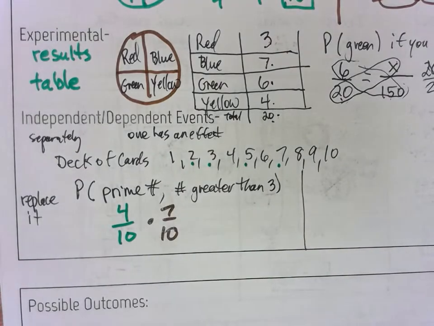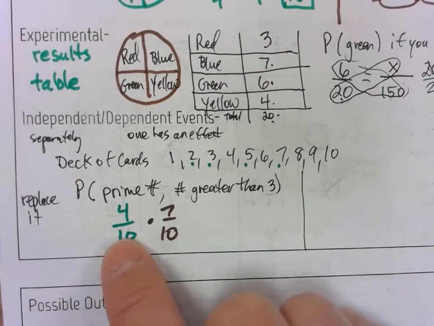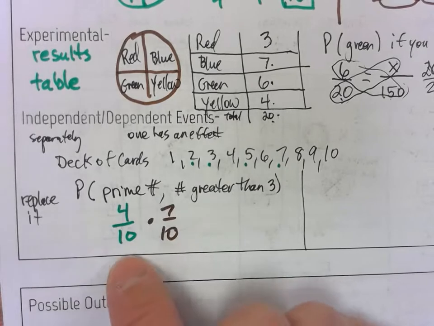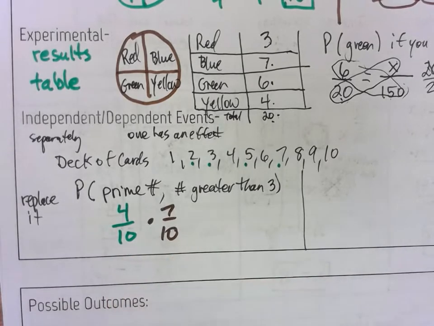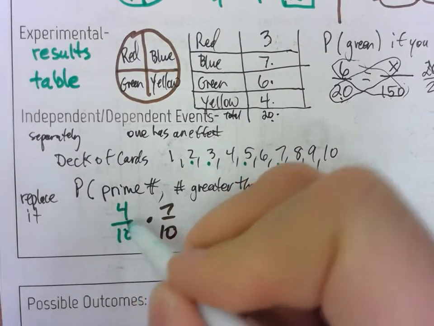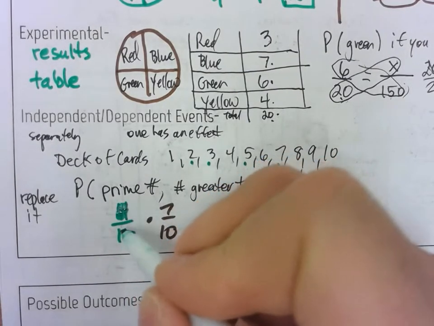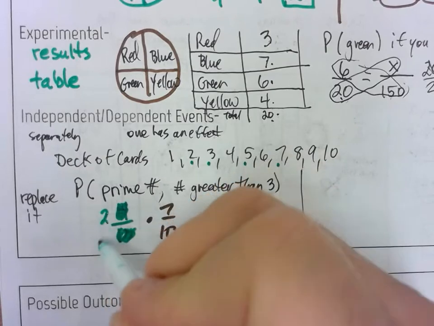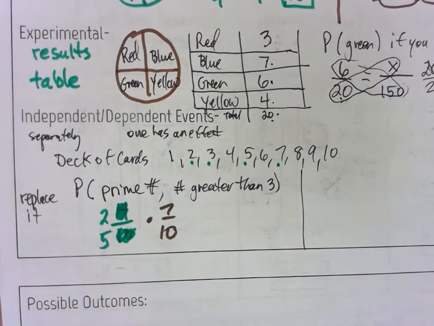Now, we're going to multiply those probabilities just like we talked about at the top. We're going to multiply those together. I can go ahead and reduce 4 tenths. I know that 4 tenths can both be divided by 2, so I can scratch that down to 2 fifths.